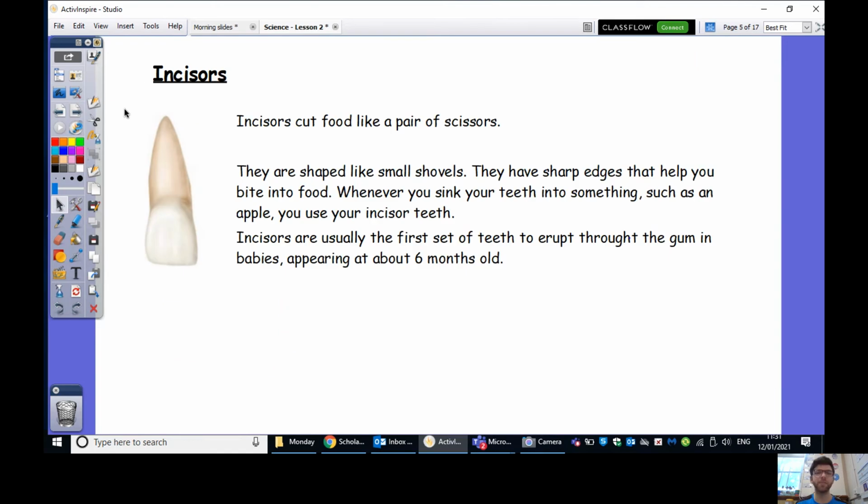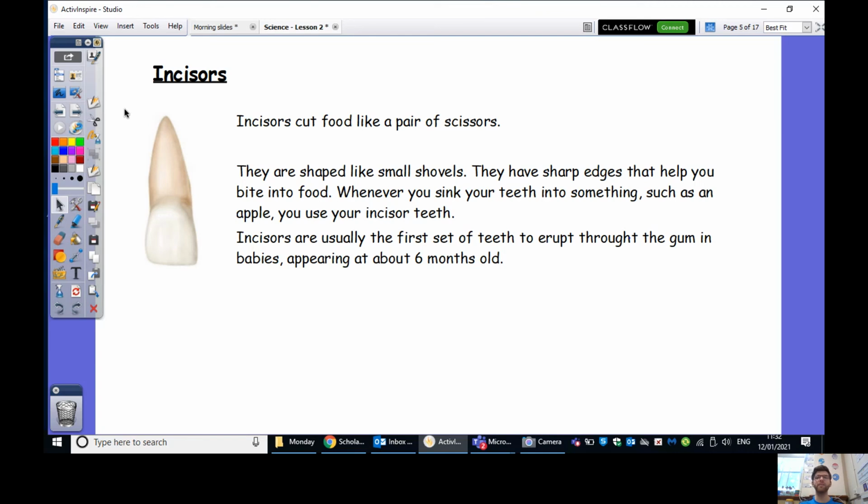So incisors cut food like a pair of scissors. So incisors' job is to cut. Again, what is the job of incisors? 3, 2, 1. So it's to cut food. So incisors cut. Excellent. And as we looked at last week, they are shaped like small shovels, like spades. They have sharp edges that help us bite into our food. If you're eating an apple or something like that, that is the tooth that you're going to use first because it's going to cut into it. You're not really going to go into an apple with the side of your mouth. So whenever you want to sink your teeth into something, you would use your incisors.